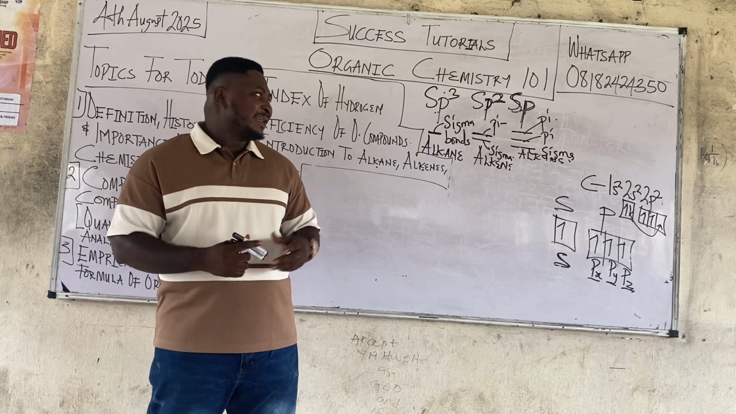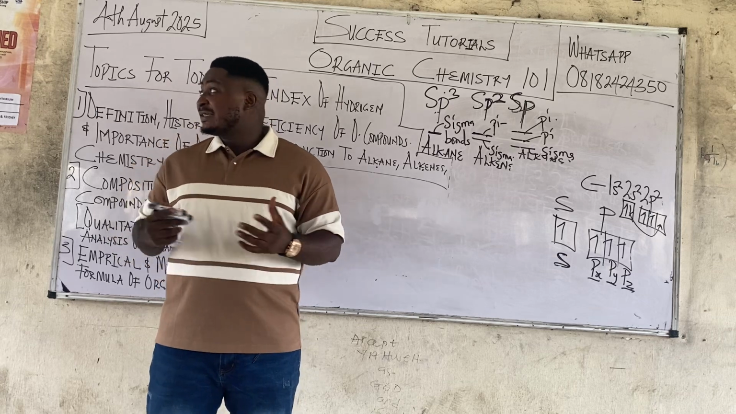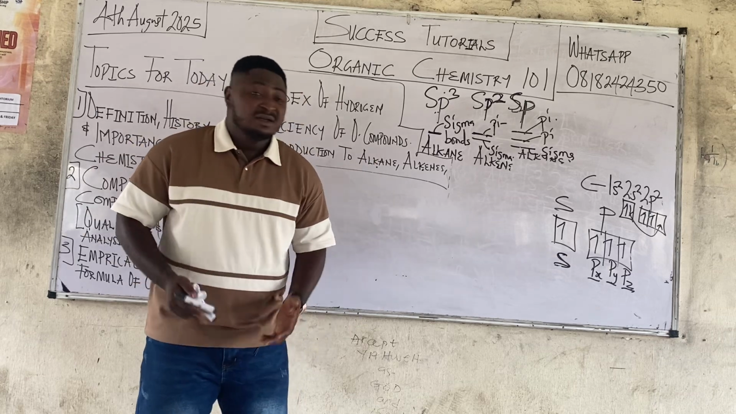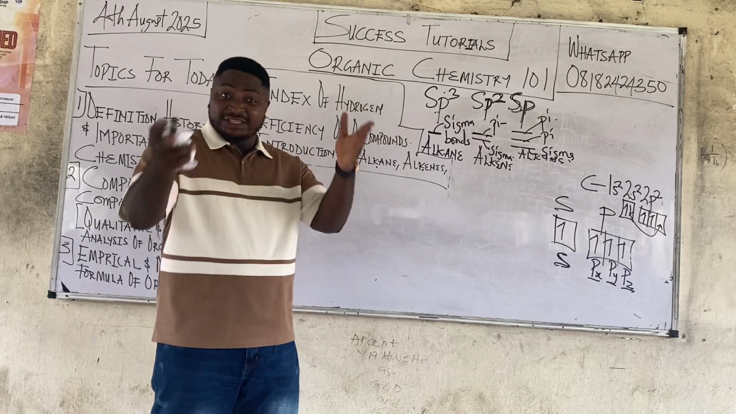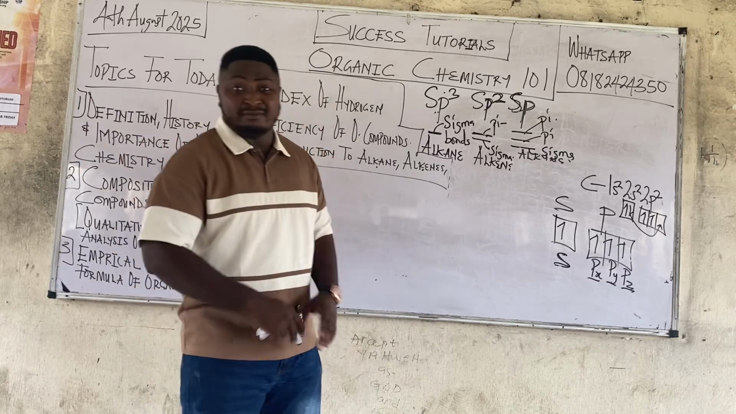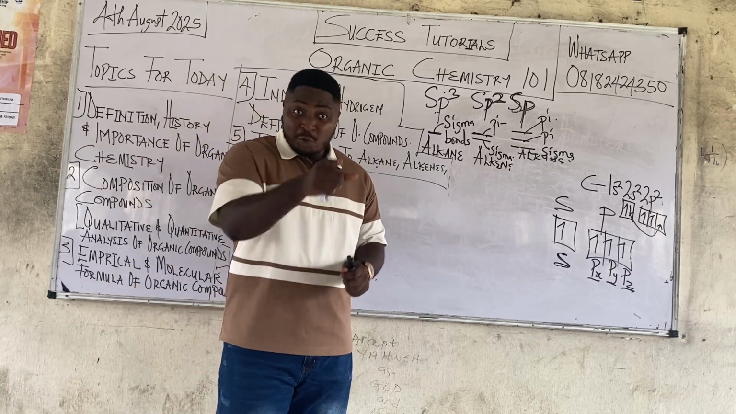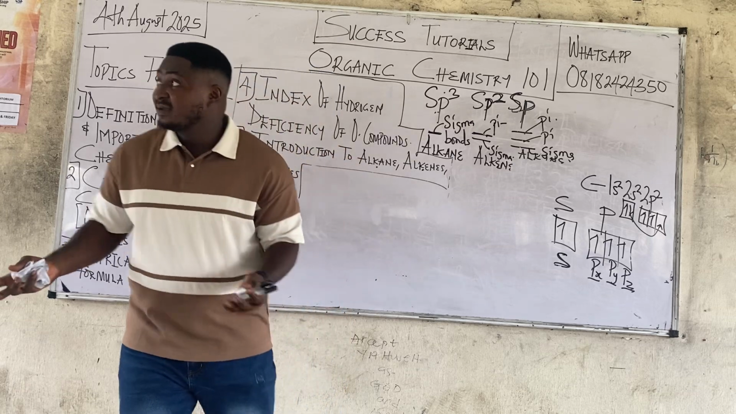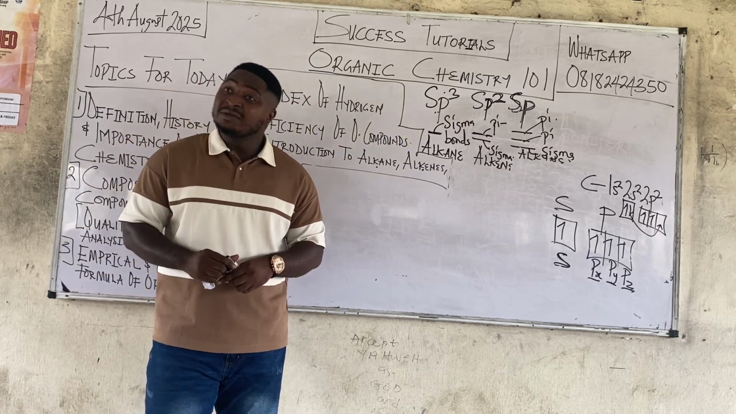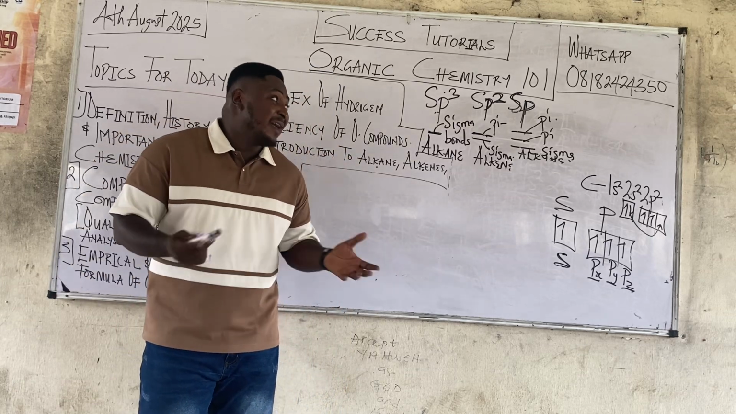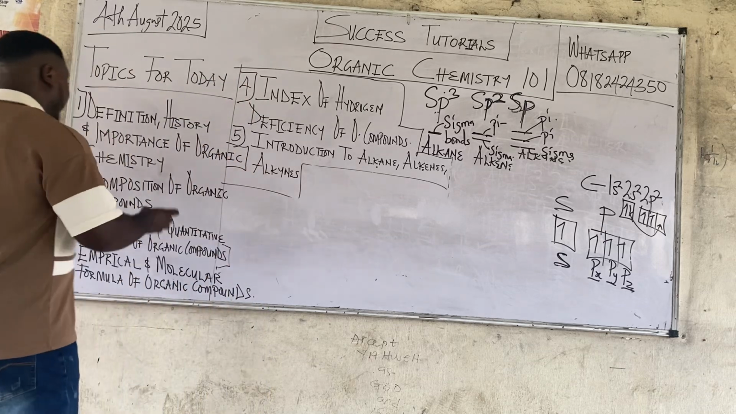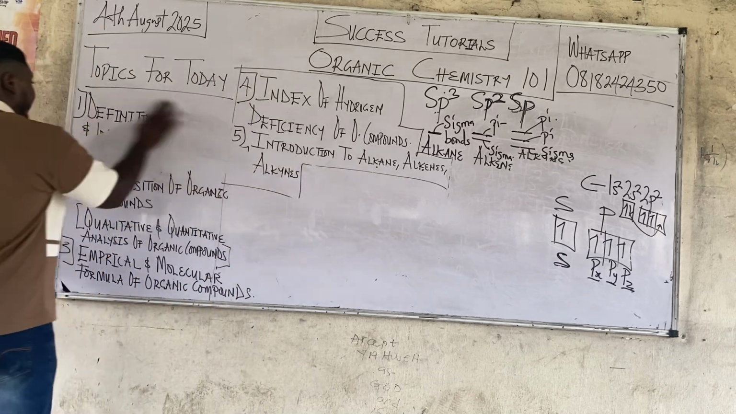In fact, the importance of organic chemistry cannot be overemphasized, because almost everything, I can name anything. This chair you're sitting on is from a tree, which is an organic substance. The wood that was used to make this chair was from a tree. A lot of things we can refer to and say this is why organic chemistry is very, very important.